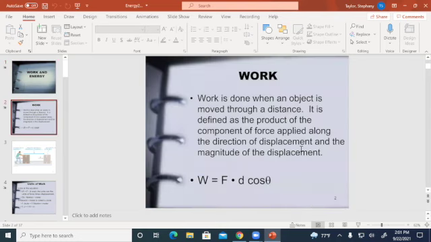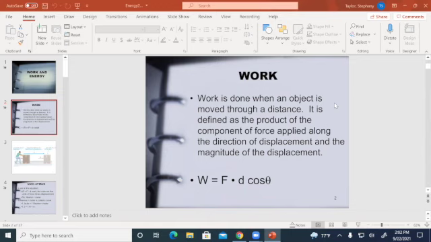Work is done on an object when it's moved through a distance. Let's say, again, we have a heavy Amazon package that comes to our door, and we push that Amazon package from the door into the living room. We're applying force to the package, and we're pushing that package a certain distance across the floor. Now, if your floor is flat, you'll just be multiplying the force times the distance. However, if you have an incline, you would multiply the force times the distance times cosine theta.